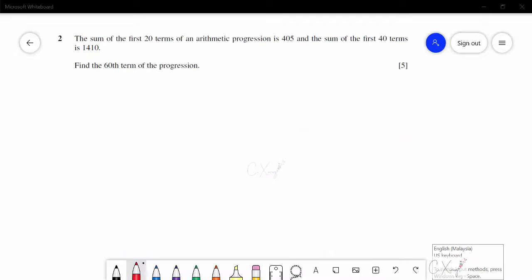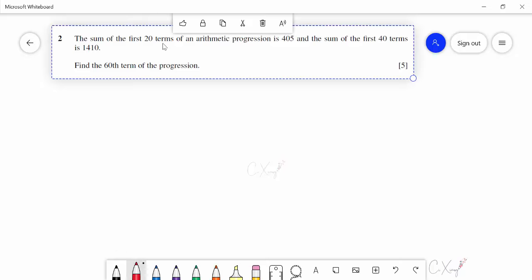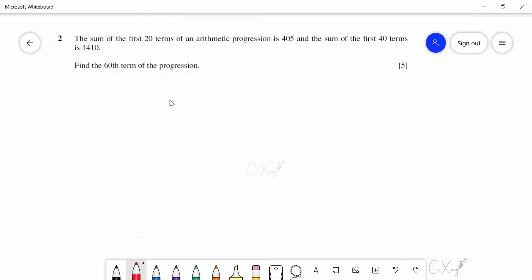Okay, so let's discuss question number 2. For question number 2, the sum of the first 20 terms of an arithmetic progression is given, and also the sum of the first 40 terms is given. They want us to find the 60th term of the progression. From the information, the sum of the first 20 terms equals 405.